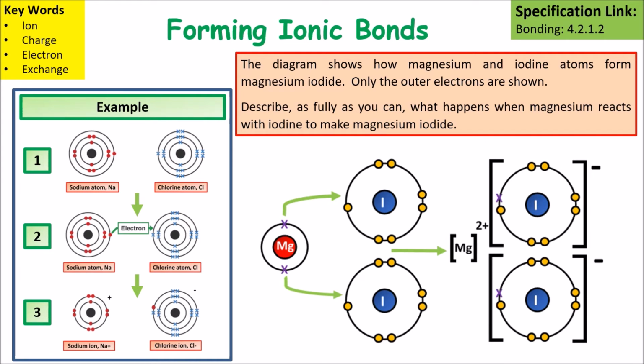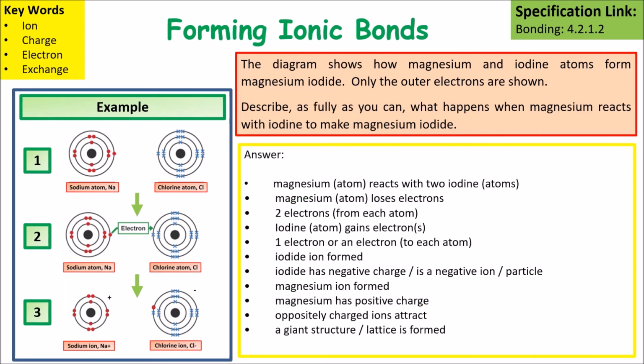So if we have a look at this question, the diagram shows how magnesium and iodine atoms form magnesium iodide. Only the outer shell of electrons are shown. This is because only the outer shell of electrons are actually involved in the bonding. Describe as fully as you can what happens when magnesium reacts with iodine to make magnesium iodide.